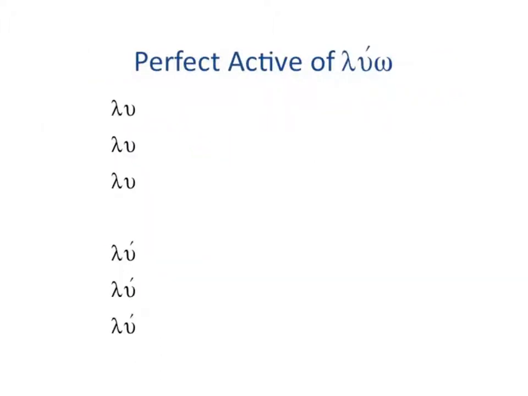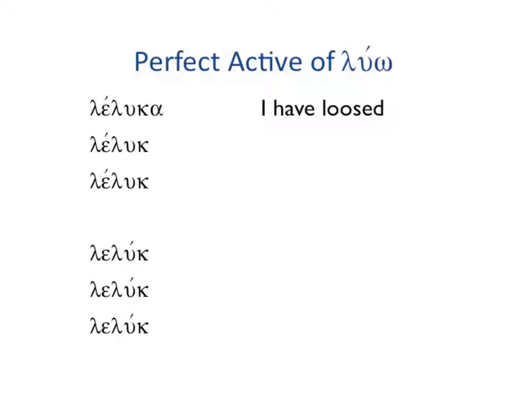So let's do that. Let's look at the paradigm and learn it. We start out with our tense stem. We add the reduplication. Just like past time has the epsilon on the front, the perfect aspect is defined by a reduplication. The perfect aspect is defined by this sort of reduplication at the beginning. Add your kappa, and then we have our endings. A, leluka, I have loosed.